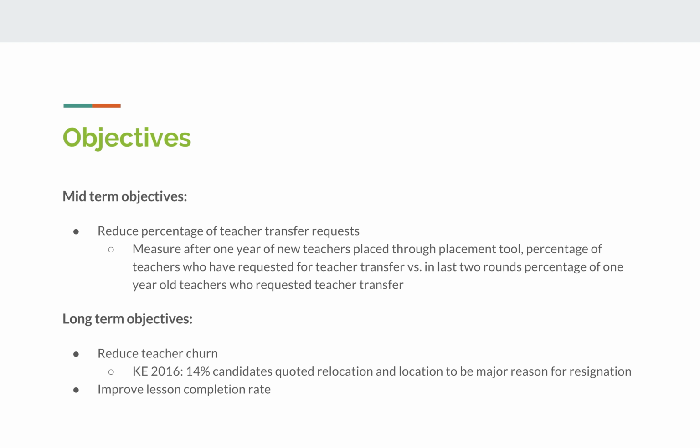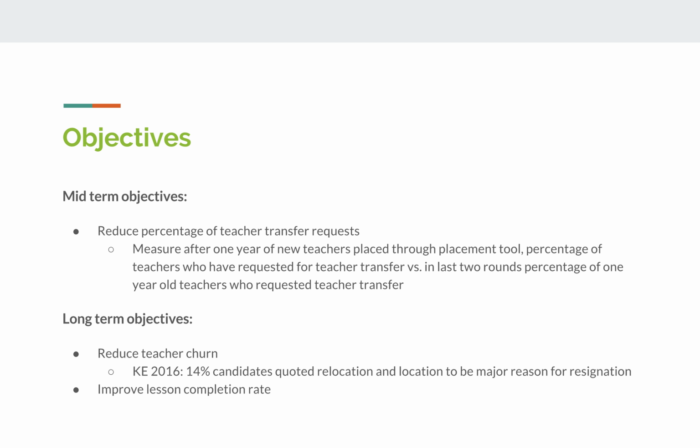And then the long-term objective that we really hope to hit is to reduce teacher churn. This is quite hard to identify exactly. So in Kenya, we have done exit surveys, exit interviews with teachers who are leaving, who are resigning, and 14% of them have quoted relocation and location, relocation meaning when we ask them to relocate to another place, and location meaning they have been placed in a location that they don't like. So these 2 location-related reasons have been quoted as the major reason for resignation. So how can we reduce that?